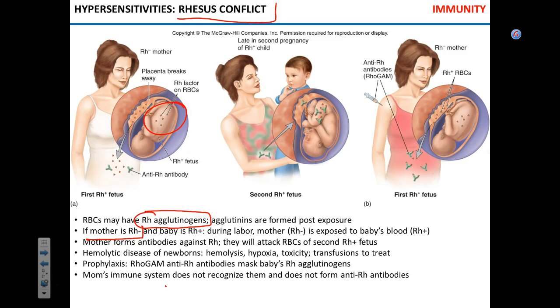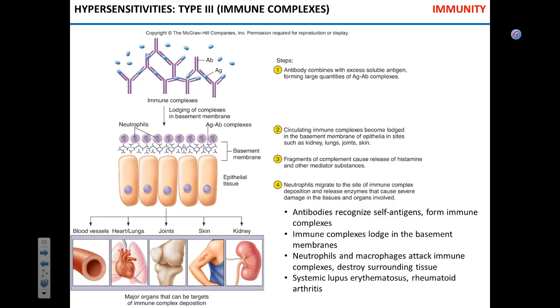So understand type 1, type 2 hypersensitivities, transfusion reactions, Rhesus conflict, the mechanisms. Okay, blood groups and mechanisms. Type 3, immune complexes. That's a true autoimmune disease. Okay.